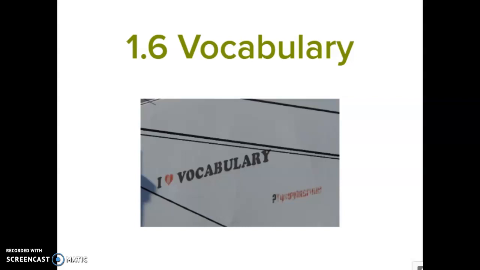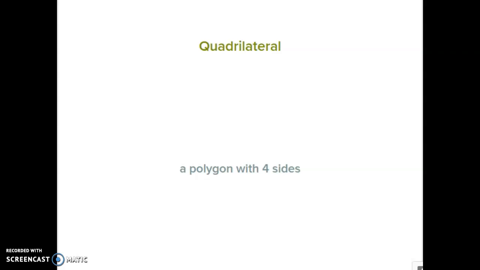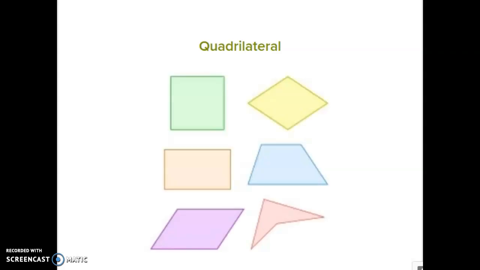Okay, we are going to be going through 1.6 vocabulary, so make sure that you have your notes out in front of you. And we are going to be talking all about quadrilaterals today. So what do you think our first vocabulary word should be? Probably what is a quadrilateral? Well, a quadrilateral is a polygon with 4 sides. Okay, so obviously a triangle is one with 3 sides, a quadrilateral is one with 4 sides.